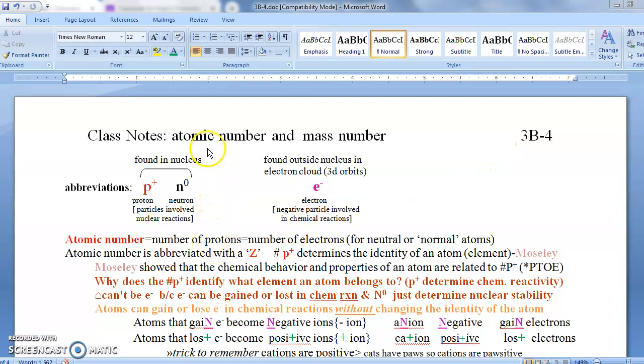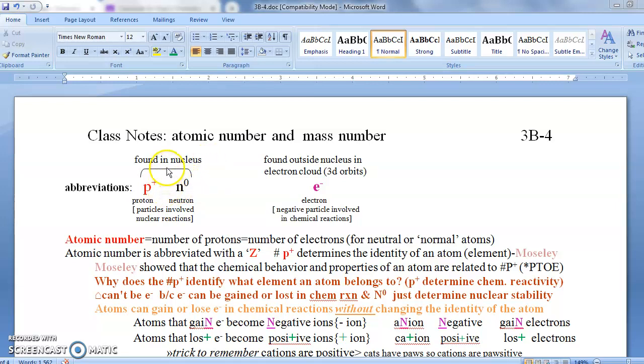As we get started looking at atomic number and mass number, it's important for us to recall that there are three subatomic particles found in an atom. And atomic number and mass number tell us about these types of subatomic particles.